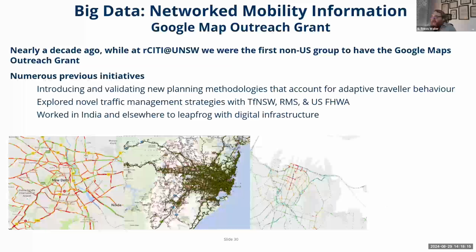Now, given that, what really is driving these? A couple of things I want to note and acknowledge. Back at my time at UNSW, I think around 2015-16, we were very fortunate. To my knowledge, we were the first group outside of America to get the Google Maps Outreach Grant. So we effectively had access to all of the Google traffic data worldwide for about a year. And so we started getting in relatively early, understanding what the data can do, what it can't do, how to access it, how to package it, and then how to use it to inform the models we develop. And so that's really where that work started to take hold.